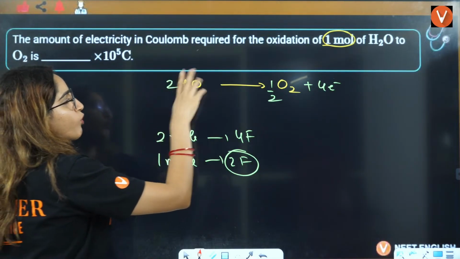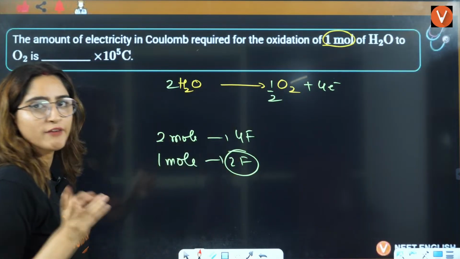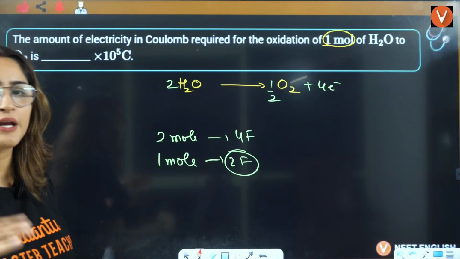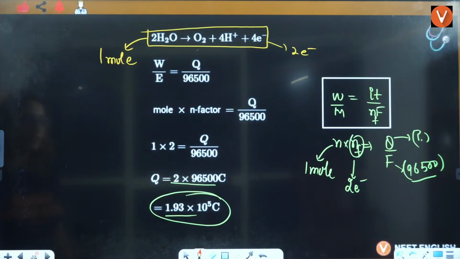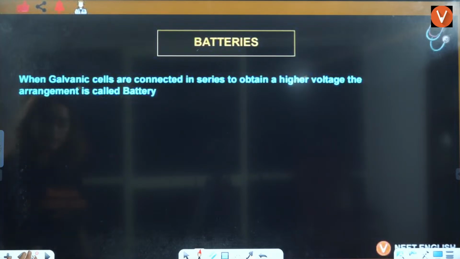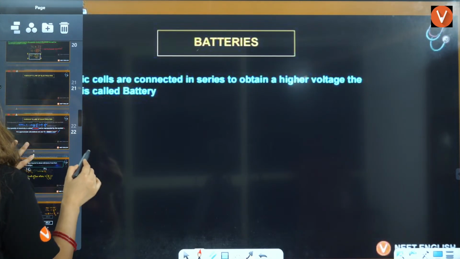For 2 moles you have 4 moles of electrons, that means 4 Faraday. For 1 mole it is 2 Faraday. Faraday value is 96500, and hence you will have your answer, right? Okay, done everybody? Clear? Now before going to batteries, let's understand Faraday's second law.